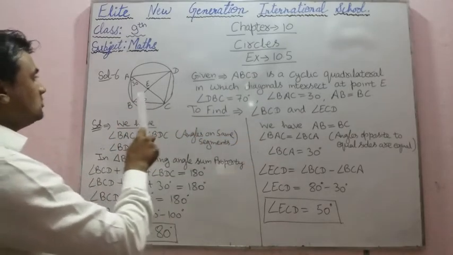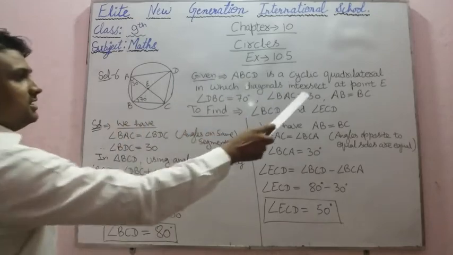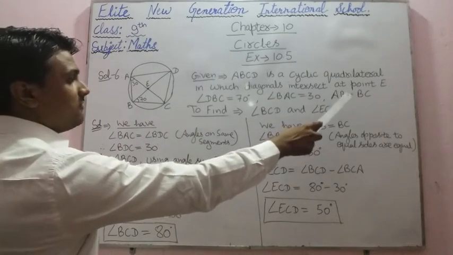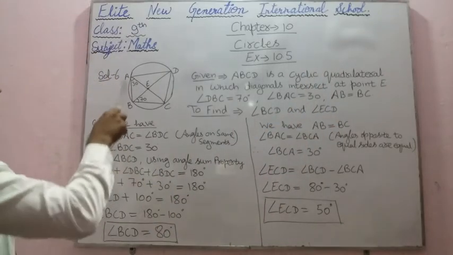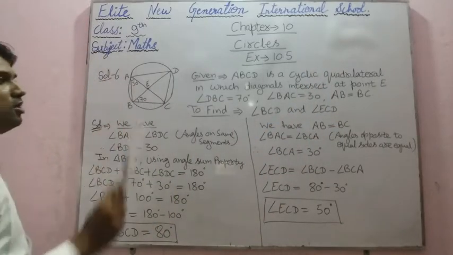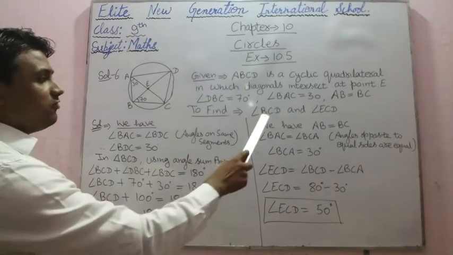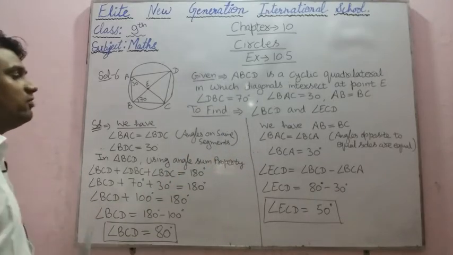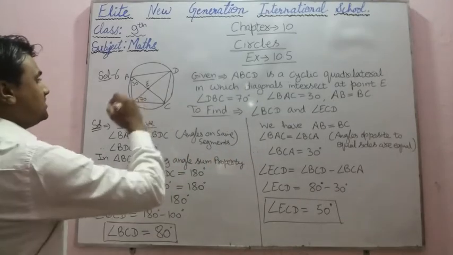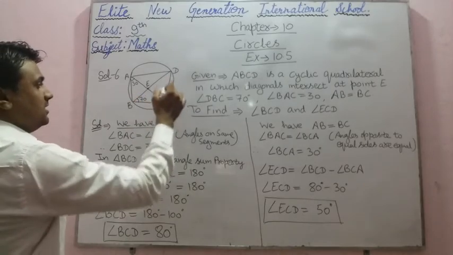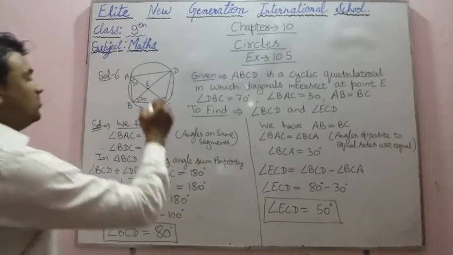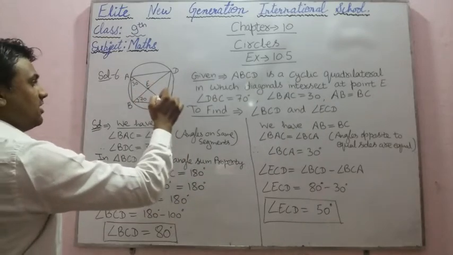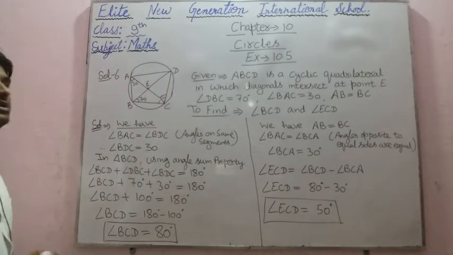Angle BAC is 30 degrees, and we are also given that AB equals BC, so here this side AB is equal to BC. Then we have to find angle BCD, so we have to find this angle, and angle ECD, so we have to find this angle ECD. So we have to find these two angles.